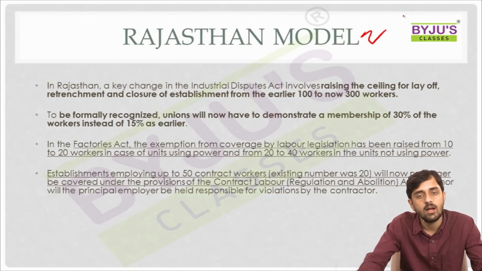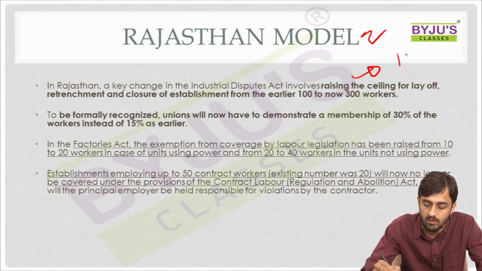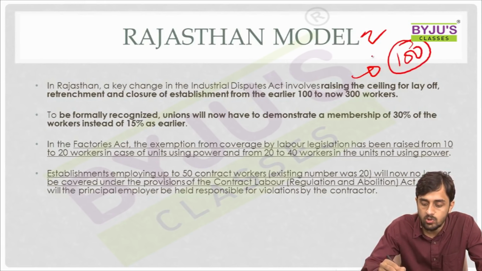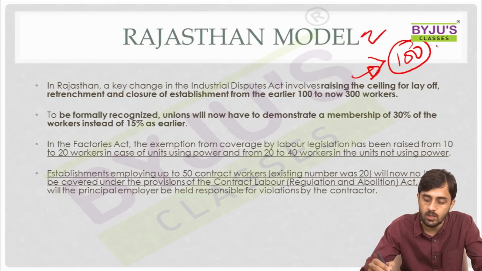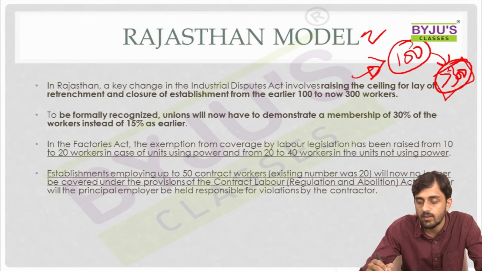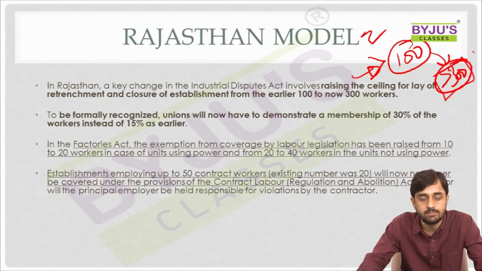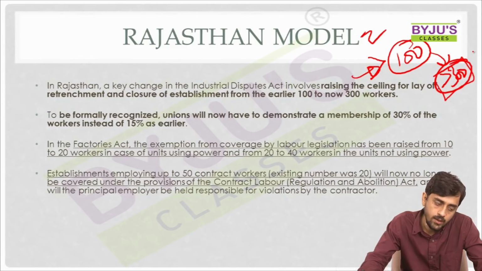To that extent, the Rajasthan government has modified its Industrial Disputes Act. As had been suggested by the recommendations, the Rajasthan government has made changes to its labor laws to increase the ceiling for layoffs, retrenchments and closures. Before, the Industrial Dispute Act used to apply to every company which employed more than 100 workers; today in Rajasthan, the provisions of the Industrial Dispute Act will apply only to those industries which employ more than 300 workers or so. That is the first important change that the Rajasthan government has brought.